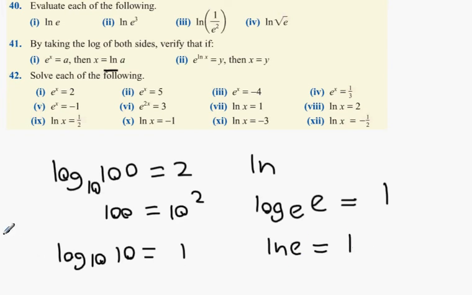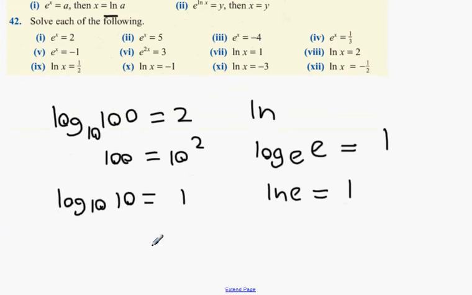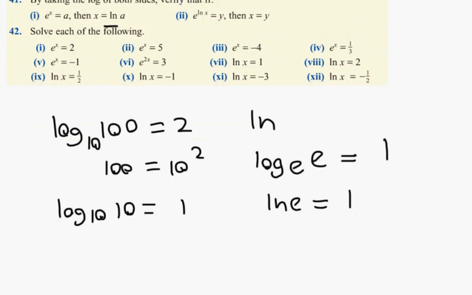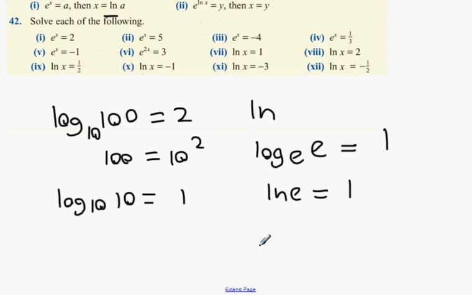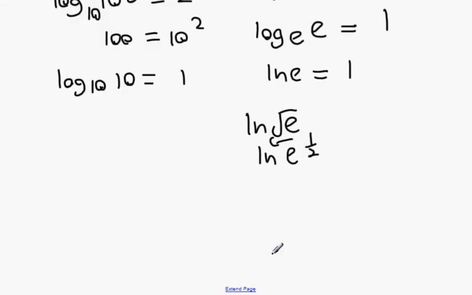Next thing. You might be asked, what about ln root e? What's root e again in terms of a power? ln e to the power of a half. What do you do with the half? Bring it to the front. What's a half ln e? Half of 1. 0.5. Okay, easy enough starting off.